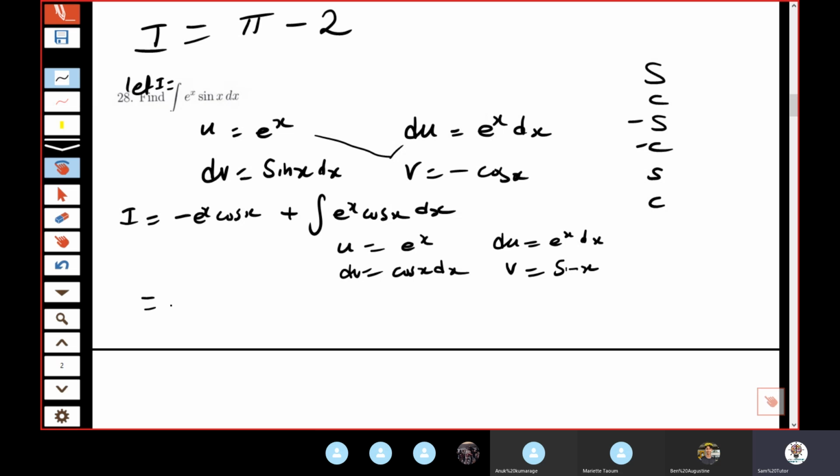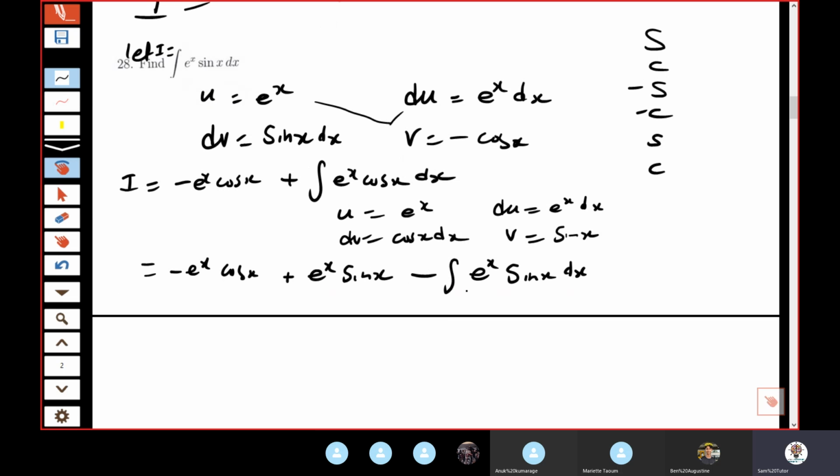Next line equals negative e^x cos x plus this. When there's a plus sign, hey, it's even better, right? I don't need to write my big brackets. e^x sin x minus integral of e^x sin x dx. And I know I've done it right because I've got a negative here. So when I'm going to plus it over here, it's going to be I plus I. So 2I equals this. I'll just rearrange to make this positive. And then, of course, you know what I'm going to do. Divide by 2, all over 2.